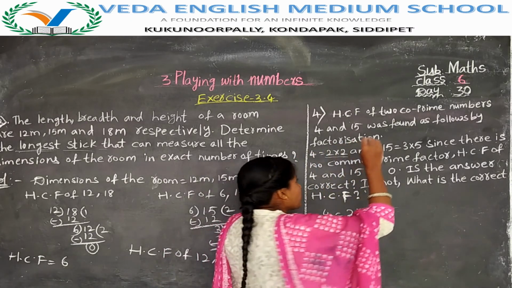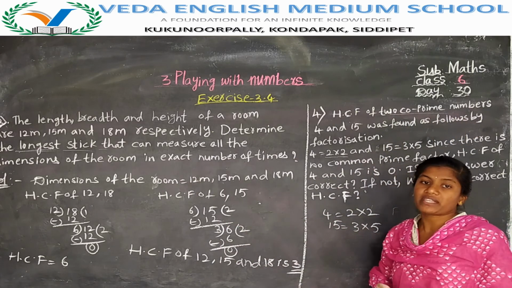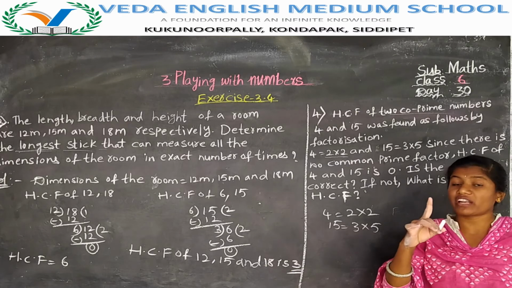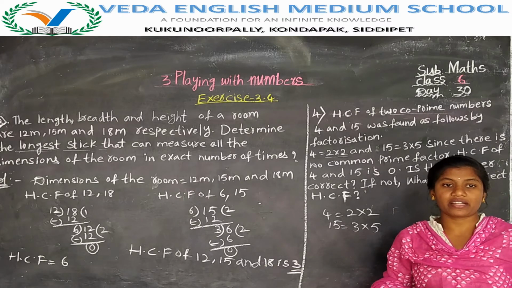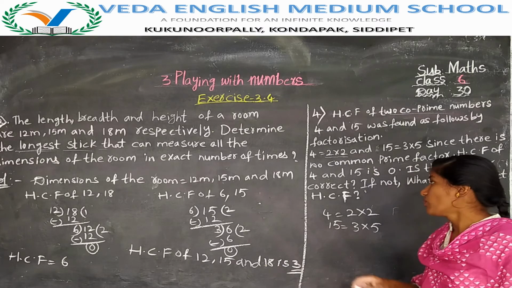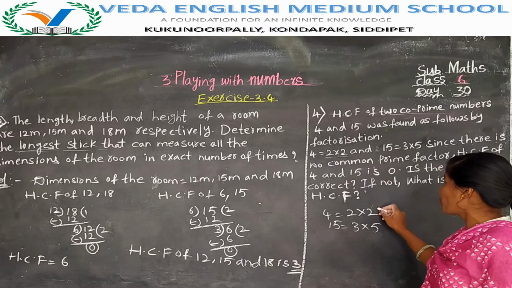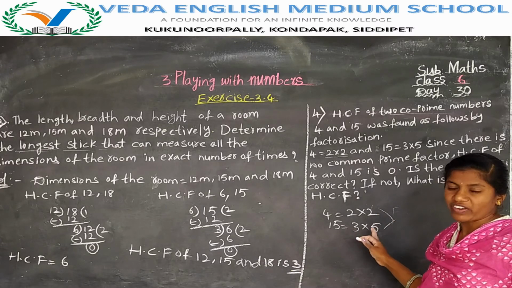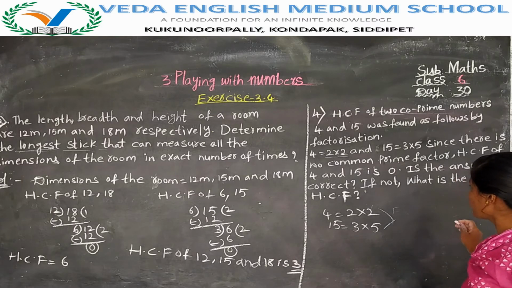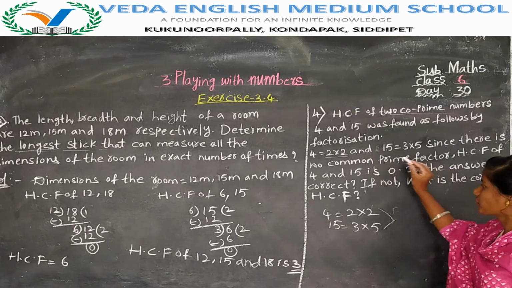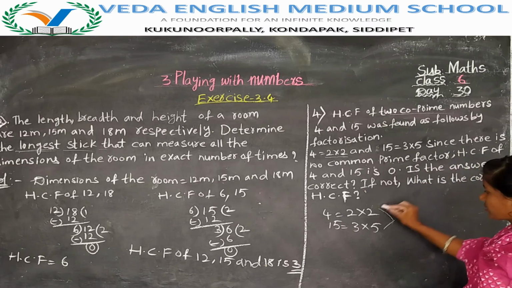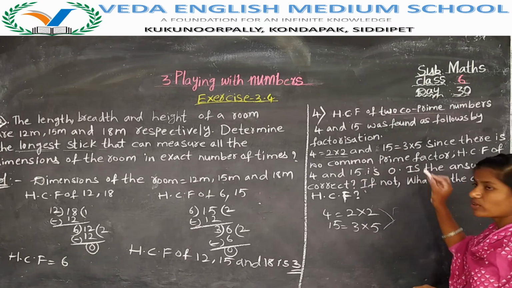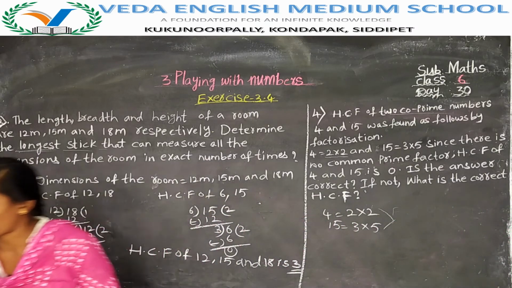Have you remembered the definition of co-primes? If two numbers are said to be co-primes, they should have exactly one common factor, which is 1. Then only the two numbers are said to be co-primes. Now 4 and 15 are co-primes, but they don't have any common prime factor. There is no common prime factor. Now we will find the HCF of 4 and 15.